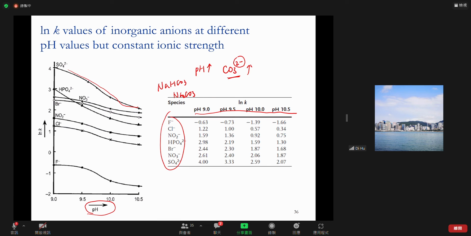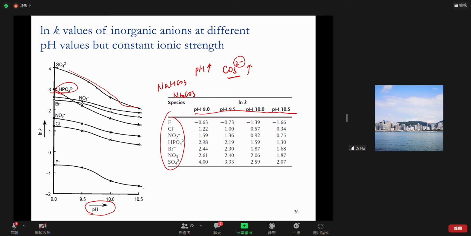Same here, if sodium hydroxide is the mobile phase and you increase the pH, there is more hydroxide ion. So even if you try to keep ionic strength constant, it's difficult. Then you can see the K value decrease. And pay attention to this one. It's still 2 minus at 10, but later, if you keep increasing the pH, it will be different.